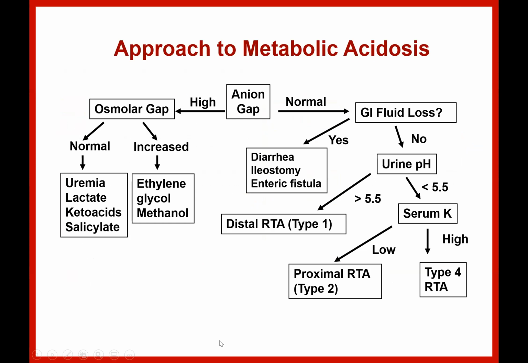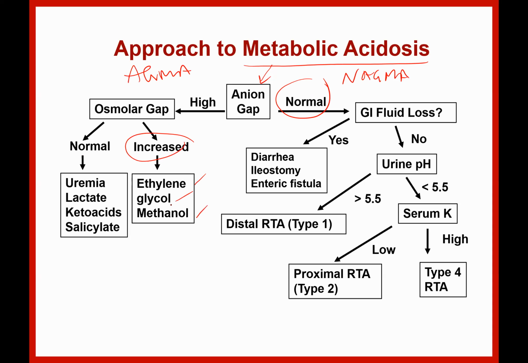Anion gap: the moment you find out metabolic acidosis, you work out the anion gap. If it is normal, I am dealing with non-anion gap metabolic acidosis. Here, if it is higher, I am dealing with AGMA. If it is AGMA, what is the osmolar gap? If it is increased: ethylene glycol, methanol, like that. If it is normal: uremia, lactate, ketoacidosis, salicylates.